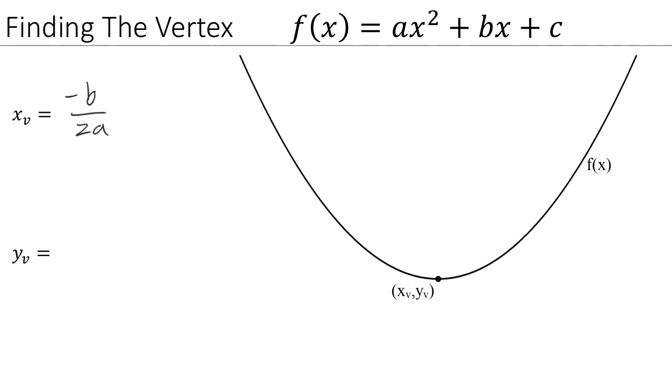So then, what about the y-coordinate? Well, the vertex is just like any other point. If you know what the x value is and you want to know the y value, you take that number and you plug it in to the function itself. In other words, the y-coordinate of the vertex is f of the x-coordinate, or if you want to be a little more specific, f of negative b over 2a.